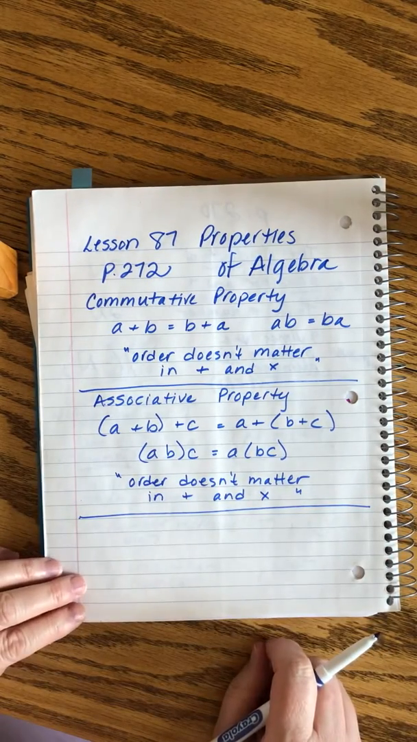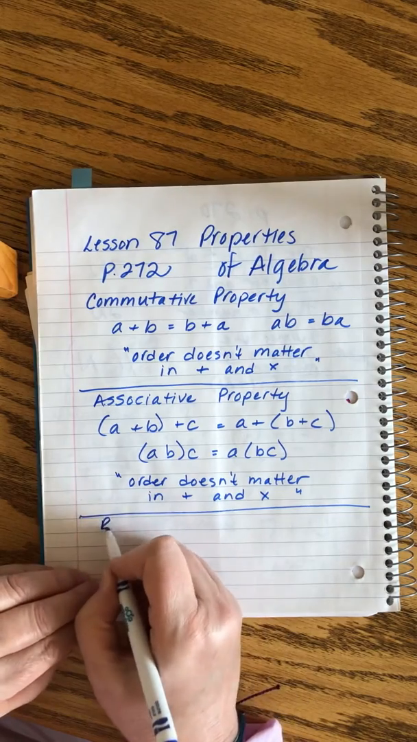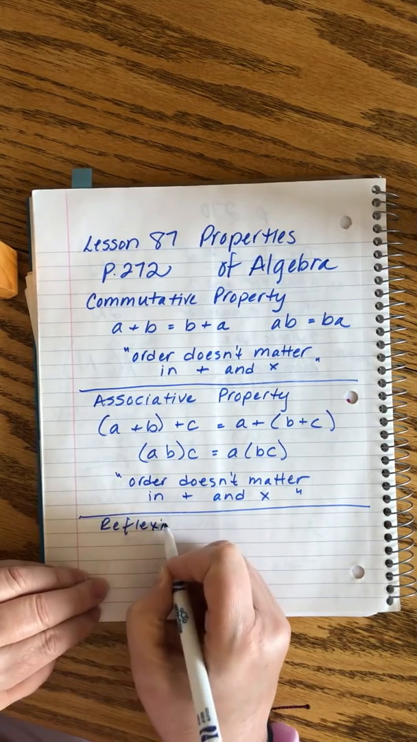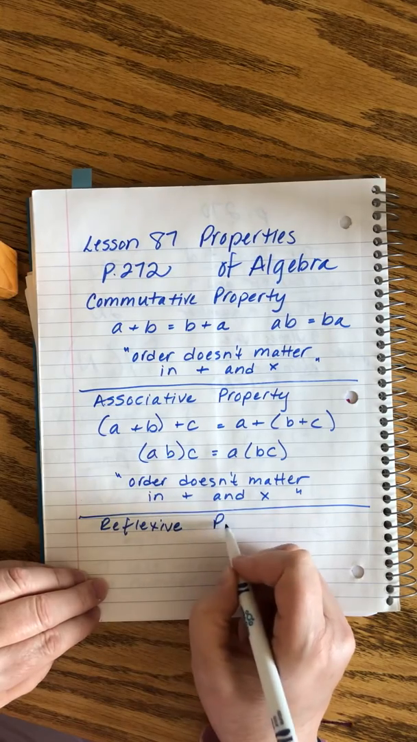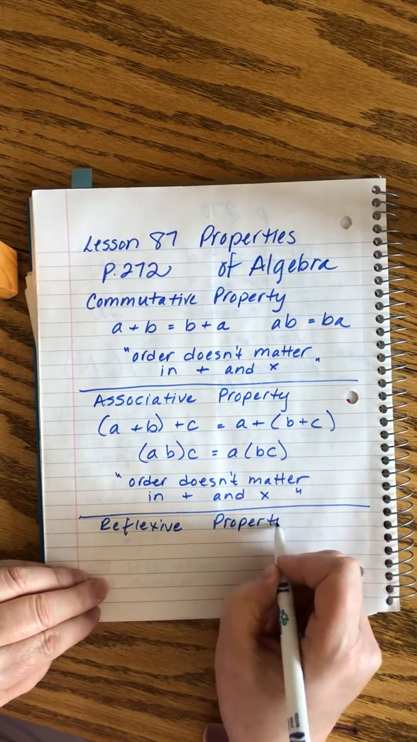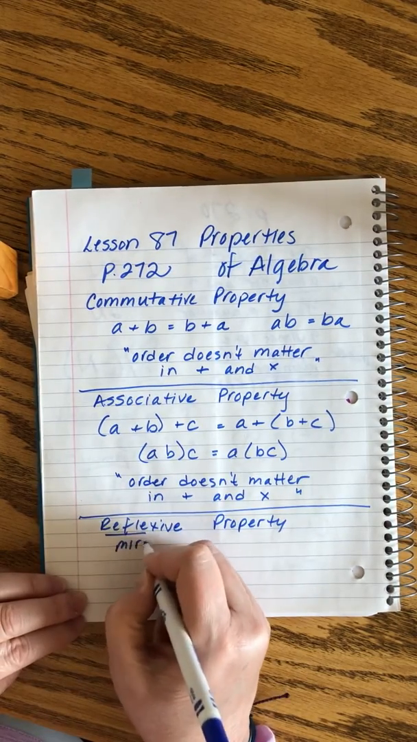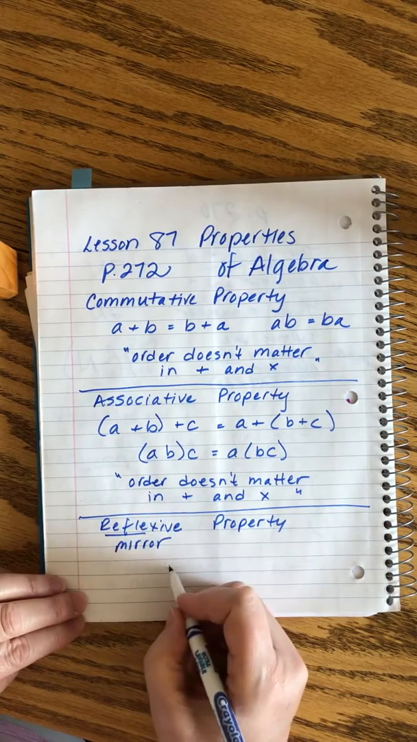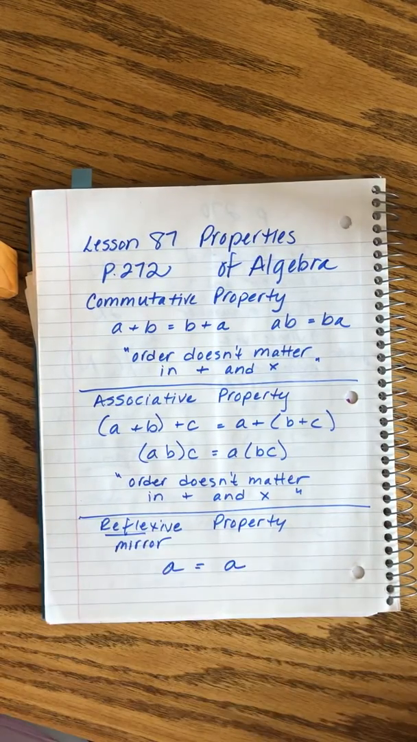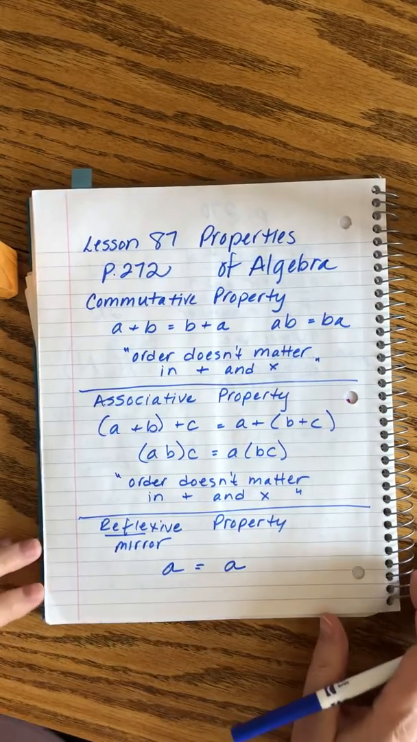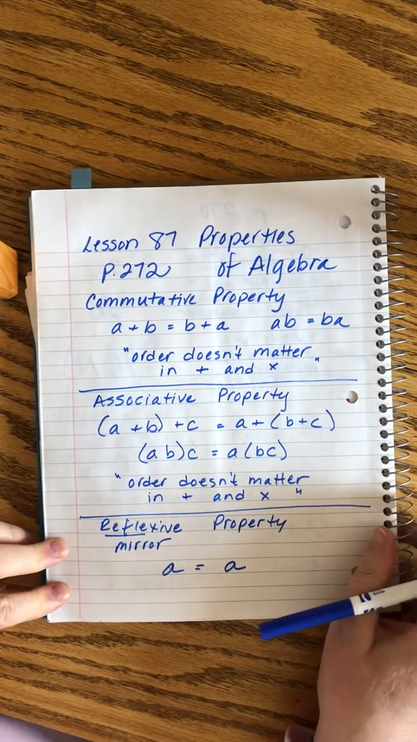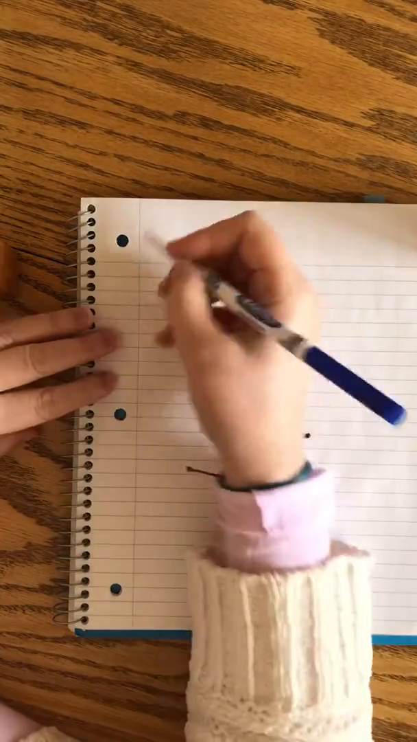Okay, this one will make you cry just a little bit. It's called the reflexive property. When I see reflex, I think of reflection, looking in a mirror. And here it is, ready to have your mind blown. A equals A. What? I know, this hurts me too a little bit. But yeah, we know that if two things are the same, then they're the same. I don't really have anything more to say about that.